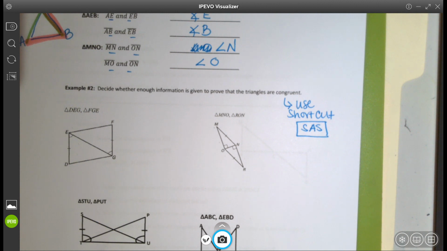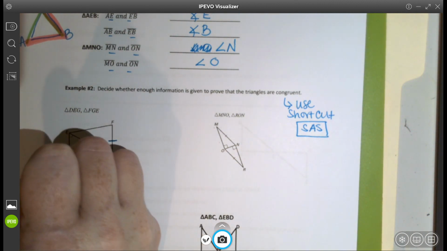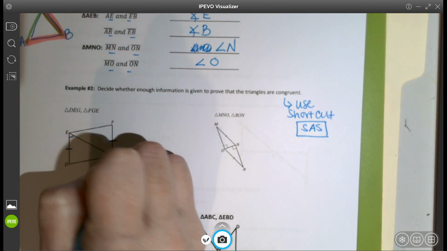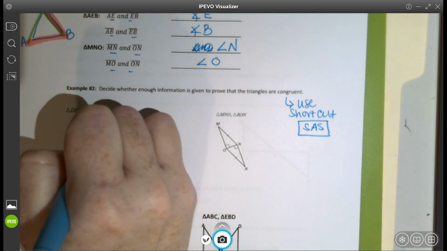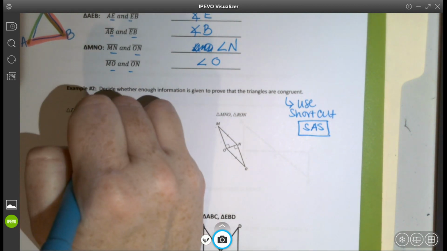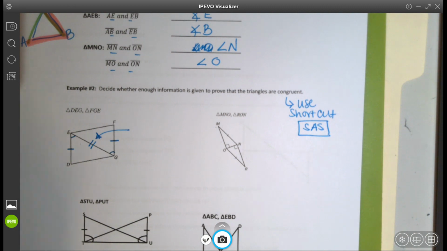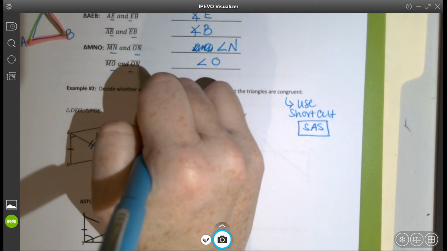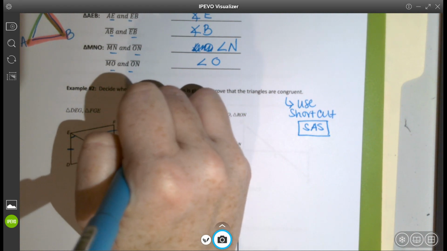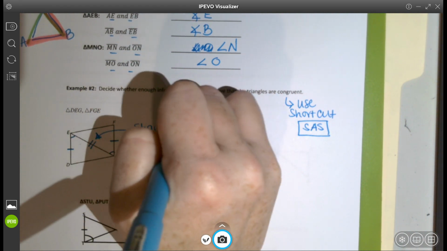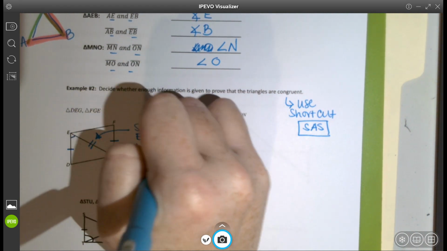Here we have those two triangles. I'm going to make these tick marks darker just so you can see them better. Here we already have a pair of sides and an angle. Is there anything I could add to my diagram? The answer is yes. I can add a pair of tick marks here. They share that side that we talked about. So I could say EG is congruent to EG by reflexive.